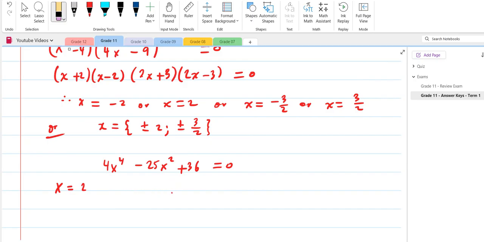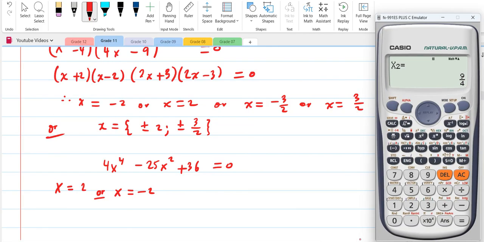Let's list all the possible factors. I tried x is equal to 2, it works, and if I try x is equal to negative 2, that also works. So let's see, possible factors are plus minus 1. Obviously 1 does not work because you get 4 minus 25 plus 36, right? And minus 1 won't work as well because it's squared. So I have eliminated plus minus 1. Now I'm trying plus minus 2. So do the substitution.